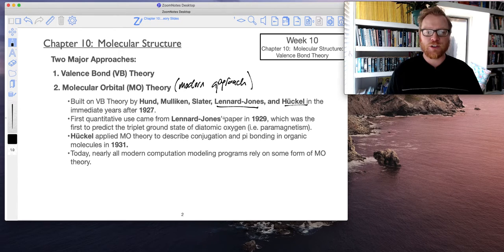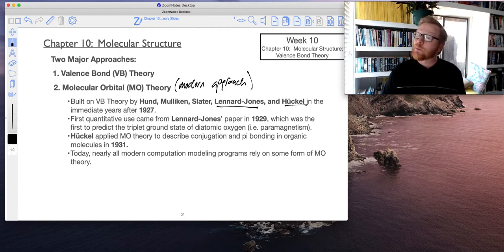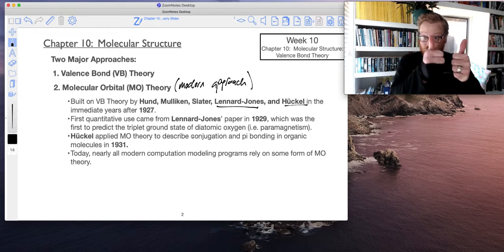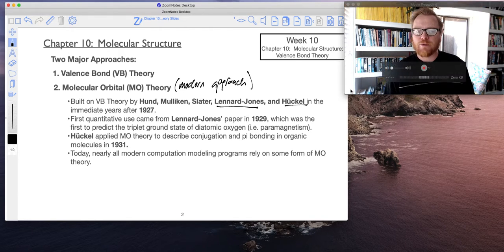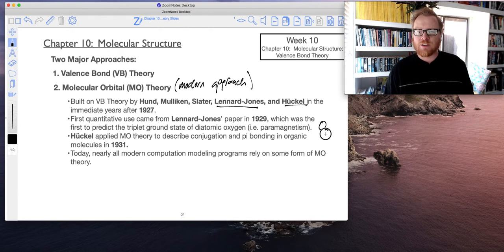And they were the first, or excuse me, Lennard-Jones is one person. It's a hyphenated name. So he was the first to predict a triplet ground state for diatomic oxygen. So remember, triplet, two unpaired electrons. And so that's for O2, right? For diatomic oxygen, that's O2. And we know O2 to be a triplet ground state. In other words, it has paramagnetism.